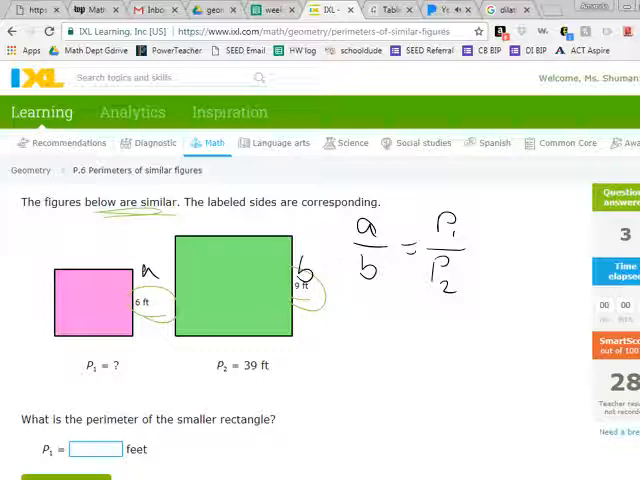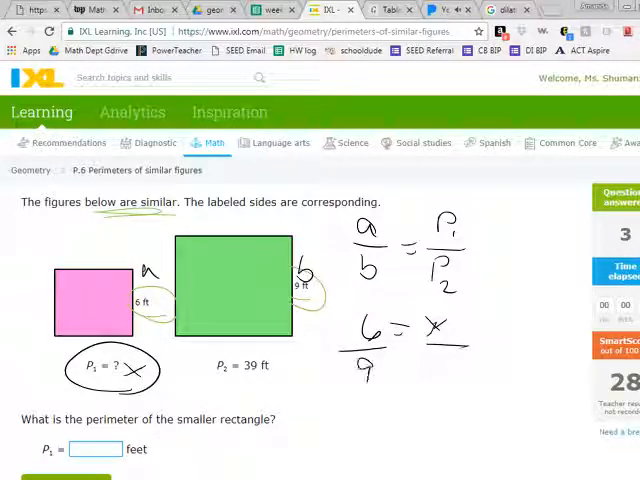So if I have A is 6, and P1, I don't know what that is, so we're just going to call that X. And then B is 9. P2 is 39. So again, recall, be very careful, because 6 over 9, that gives us 2/3, but we have to be very careful to make sure that we are doing the math.